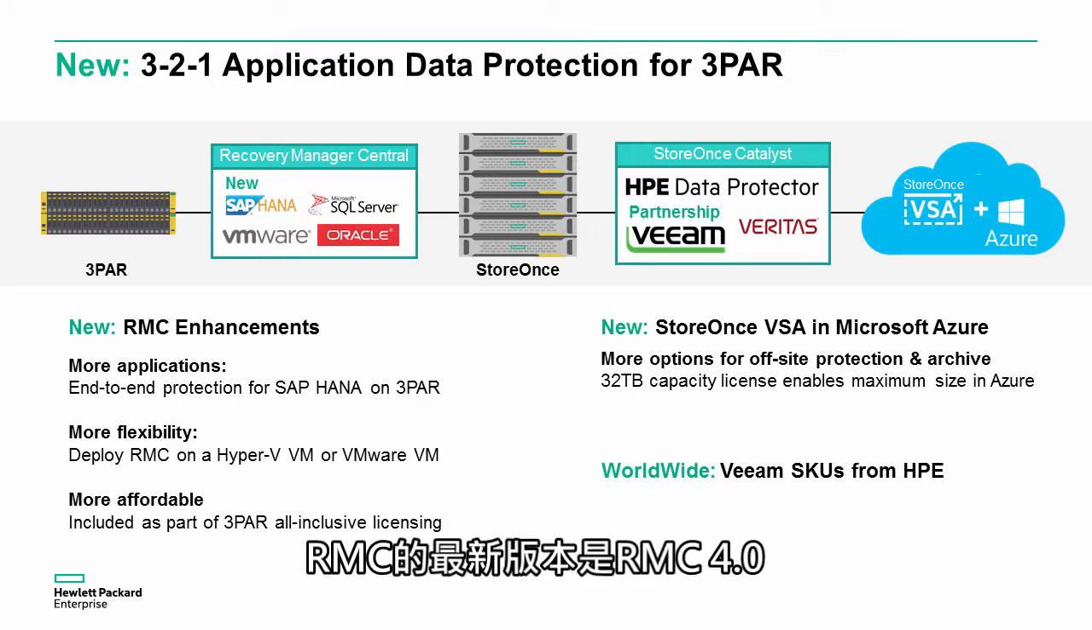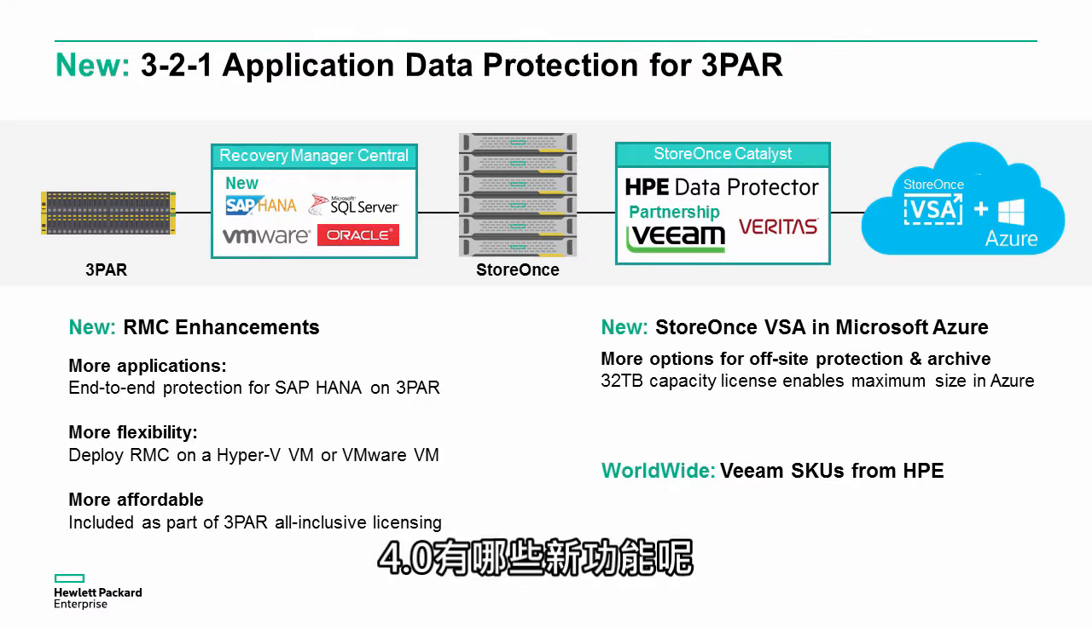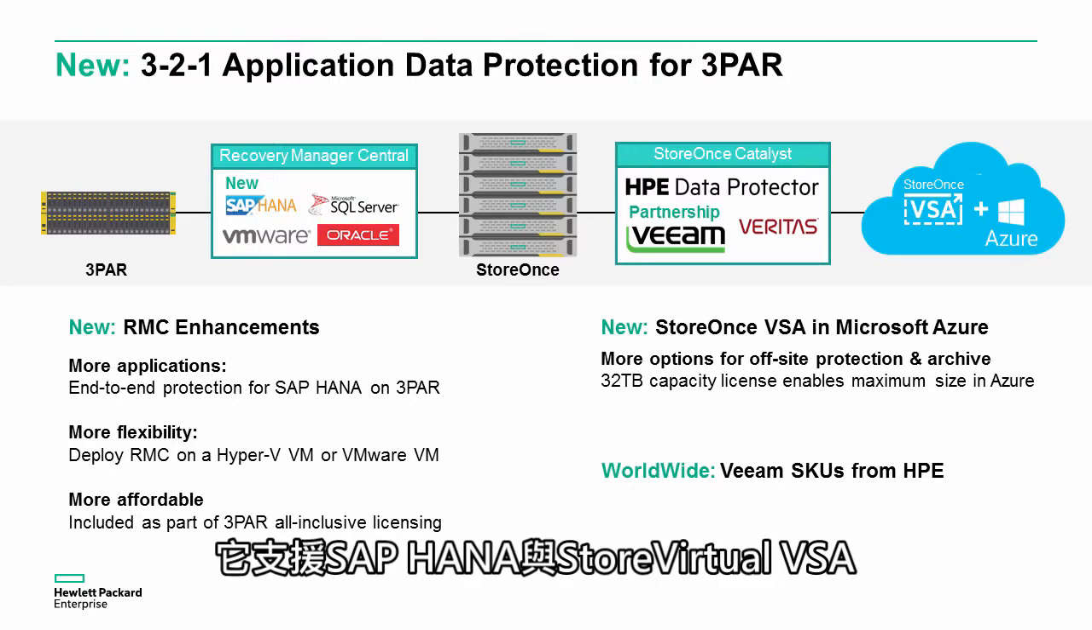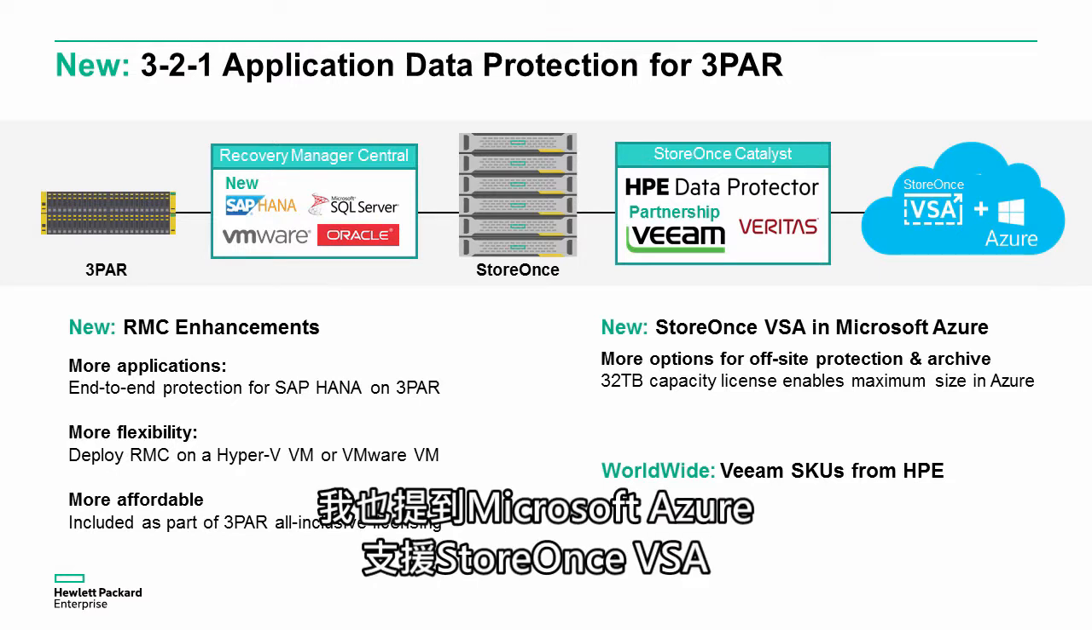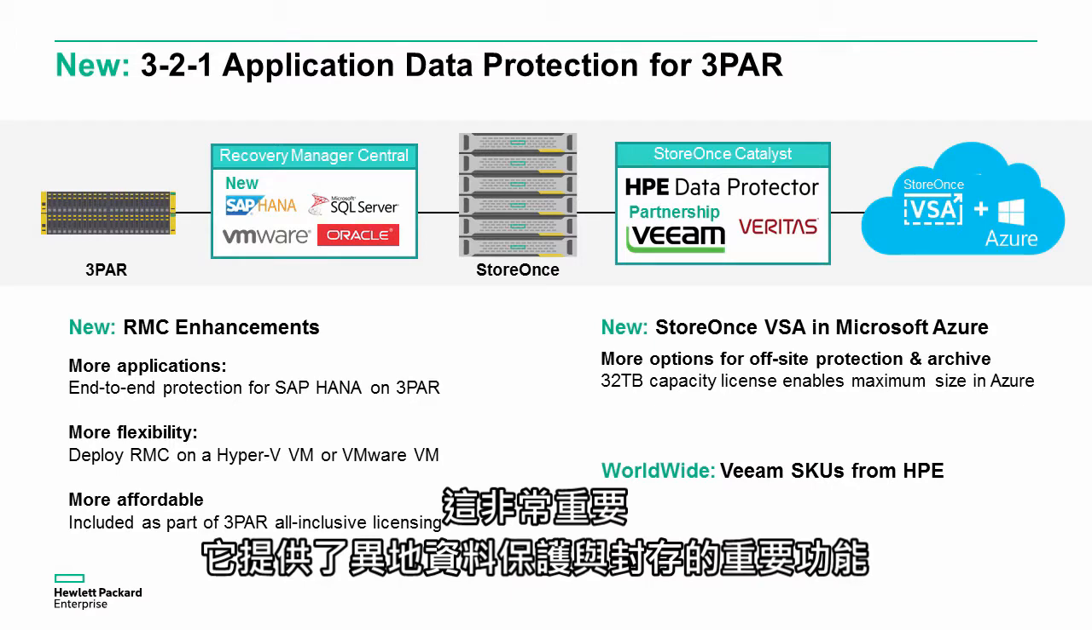This latest version of RMC is RMC 4.0, and what's new with version 4.0? Support for SAP HANA, StoreVirtual VSA, and running RMC on Hyper-V. I also mentioned support for StoreOnce VSA with Microsoft Azure. This is huge and gives you a great option for offsite protection and archiving.